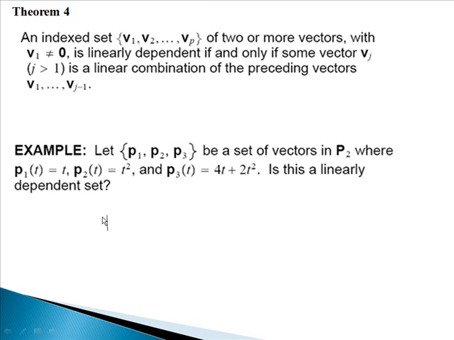If we look at p3, it is 4t plus 2t squared. Recognizing that p1 is just t and p2 is t squared, we can rewrite p3 as 4 times p1 plus 2 times p2. So we see that p3 is a linear combination of the preceding vectors, and so it is a linearly dependent set.